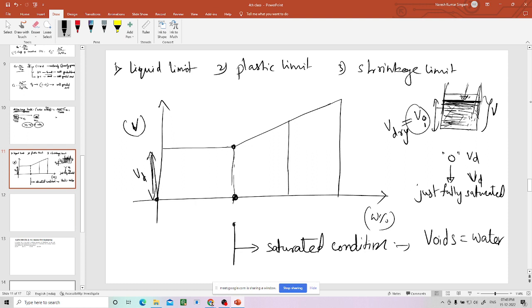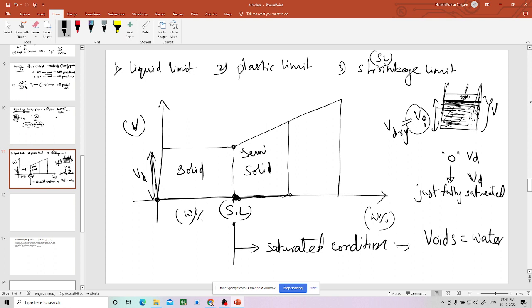The point, the water content is zero. Now water content is increasing. The water content at which the soil starts increasing its volume, that is called shrinkage limit, SL, right? So after that, what happens? The soil will try to behave like liquid. Liquid means not liquid, semi-solid you can say. Okay, semi-solid. So first of all, this is solid state. This is semi-solid state.